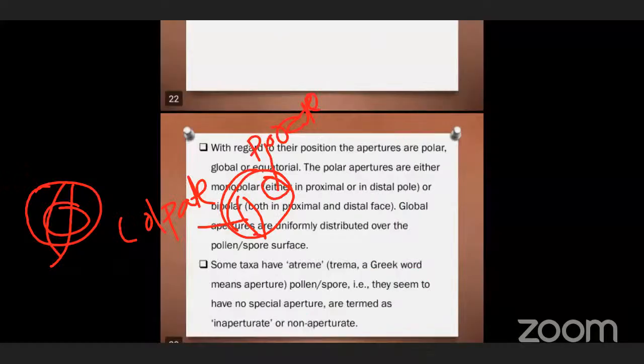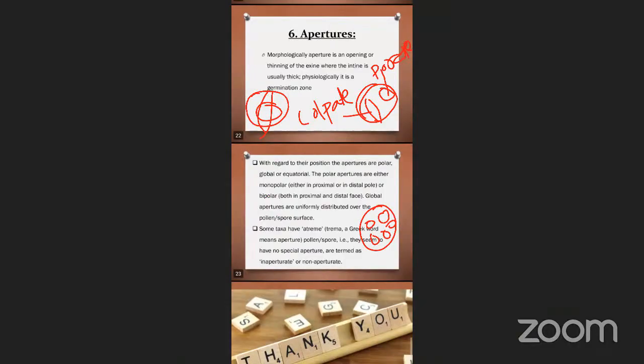In the same way for colpate: three present, tricolpate; more than five, polycolpate. And colporate also the same: three, tricolporate; one, monocolporate; two, dicolporate. Like this, aperture types are taken into consideration for identification. Among these, the aperture type is most important for identification of pollen grain.